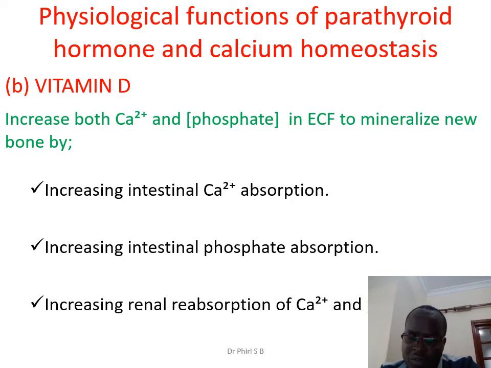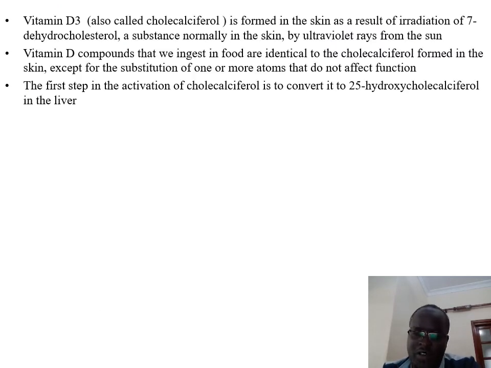This is opposing that function of parathyroid hormone, because the parathyroid hormone, we said, is inhibiting the reabsorption of phosphates. But here, vitamin D is encouraging the reabsorption of both calcium and phosphates. So the overall result is that you have an increase in calcium and phosphate serum concentration because reabsorption in the kidneys is facilitated by vitamin D.